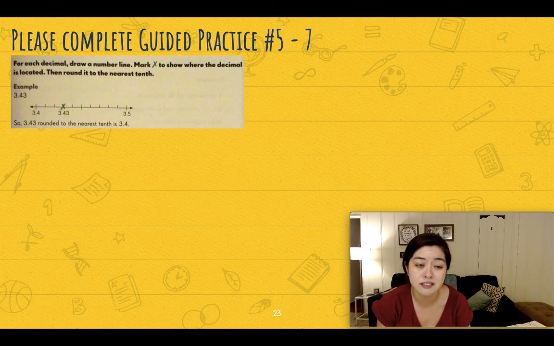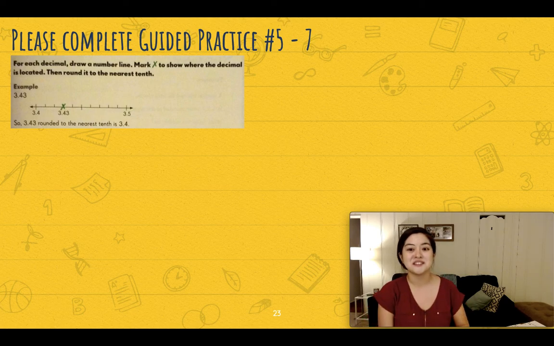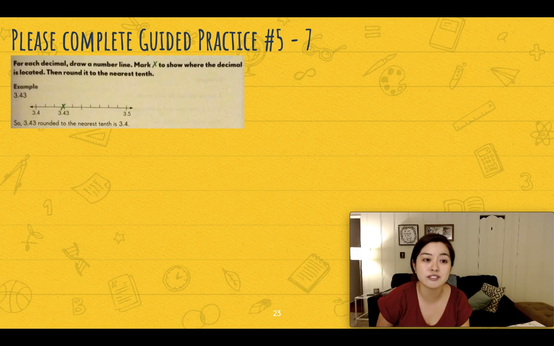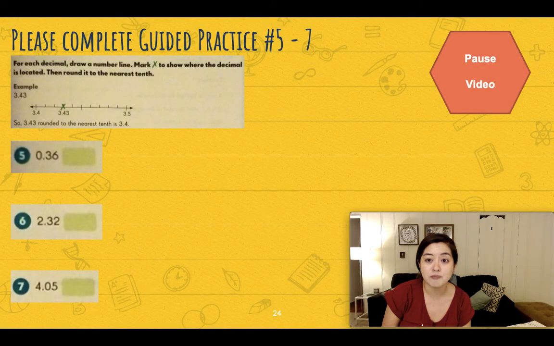It says for each decimal, you're going to draw a number line. Then you're going to mark an X to show where the decimal is located. Then you're going to round it to the nearest tenth, okay? So you got to do 3 things. You got to draw a number line. Then you have to mark an X. Then you have to round it to the nearest tenth, okay? And they give you an example of 3.43 over there, okay? So I want you to pause the video and draw number lines, mark an X, and round 5, 6, and 7 to the nearest tenth, okay? All right, see you soon.